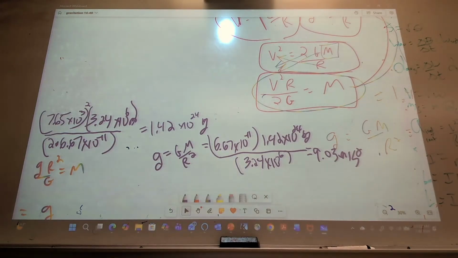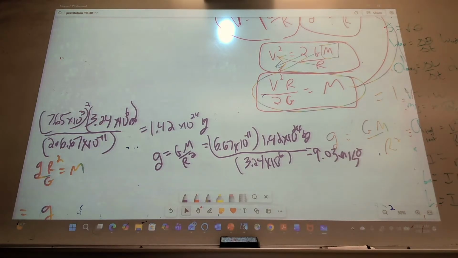Okay, so in 21, it says for a satellite to be in circular orbit 890 kilometers above the surface of the Earth. Okay, that's your altitude. So that is not your R. What orbital speed must it be given, and what is the period of the orbit in hours.